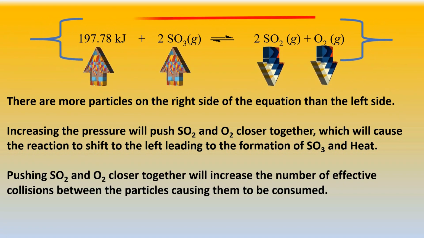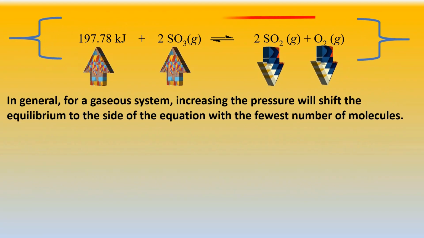Pushing SO2 and O2 closer together will increase the number of effective collisions between the particles, causing them to be consumed. In general, for a gaseous system, increasing the pressure will shift the equilibrium to the side of the equation with the fewest number of molecules.